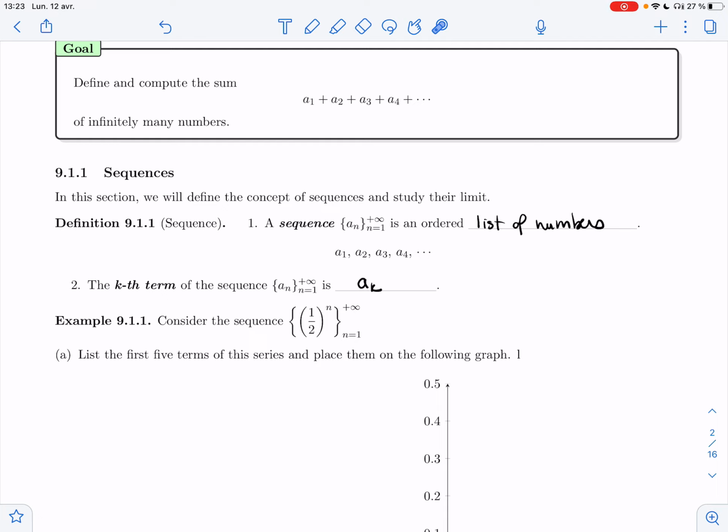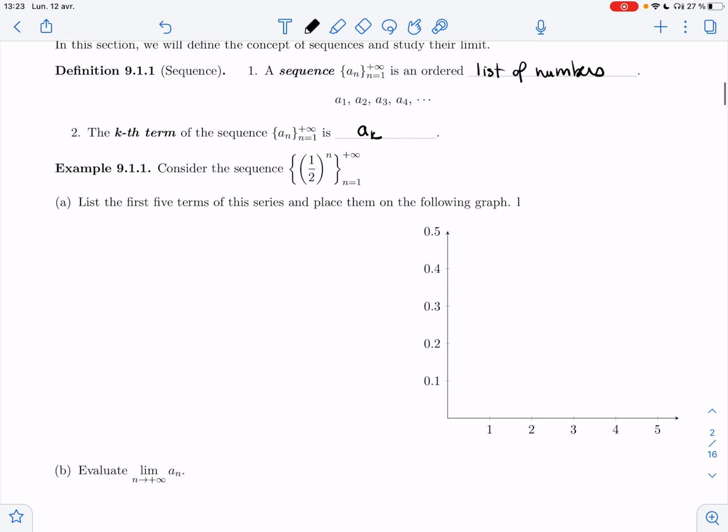All right, so let's do an example. Consider the sequence (1/2)^n from n equals 1 to infinity. List the first 5 terms of this sequence and place them on the following graph. All right, so for n equals 1, n equals 2. I'm asked for 5. There you go.